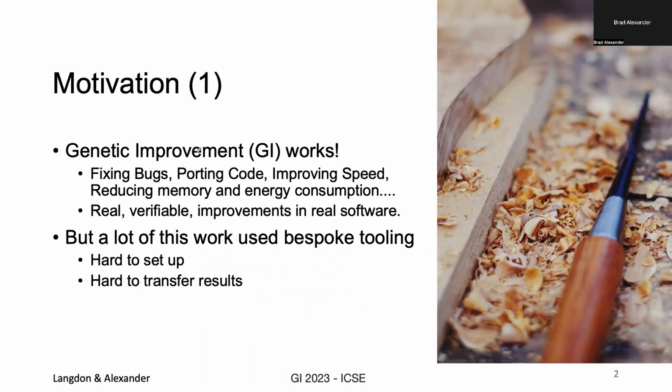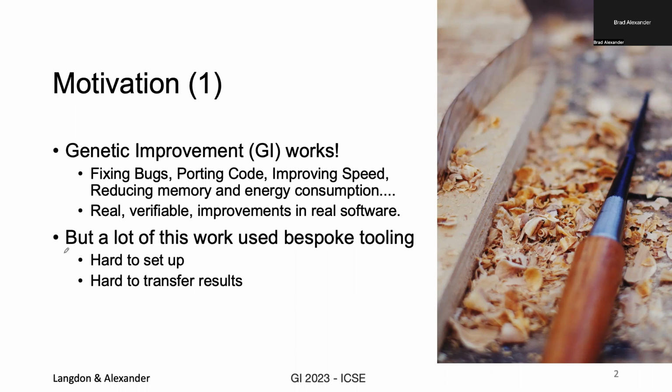Now, the motivation of today's talk is fairly straightforward. Genetic improvement has been shown to work, and it's been really effective in fixing bugs, porting code, improving speed, reducing memory consumption and reducing energy consumption, a range of other applications. It's a very practical technology. It produces real results, and they're verifiable by people, and these changes have been deployed in real software and real software development and improvement processes.